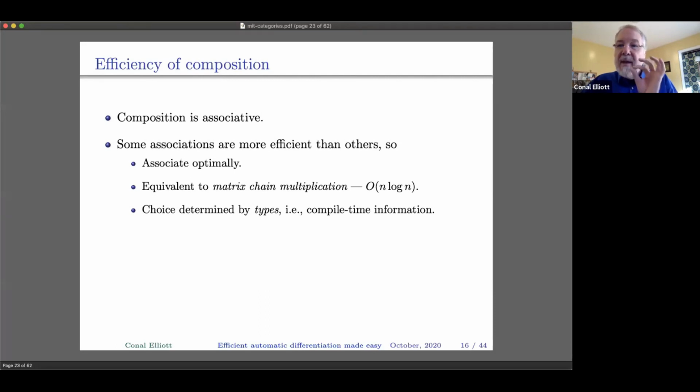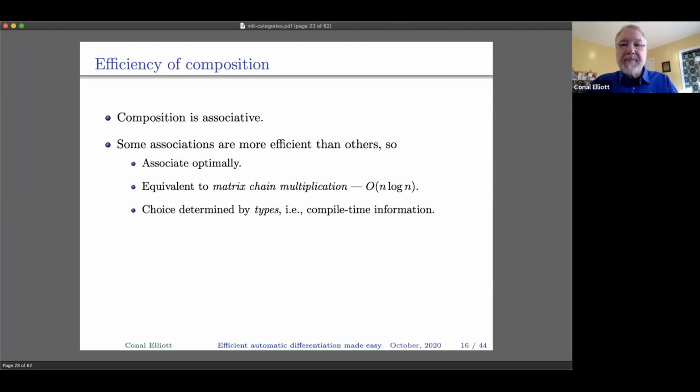That's a decent solution. But the performance of matrix multiplication is highly sensitive to associativity. Denotationally, of course, matrix multiplication is associative. It has to be, otherwise it wouldn't be a correct implementation of function composition. But operationally, in terms of performance, it's highly sensitive.